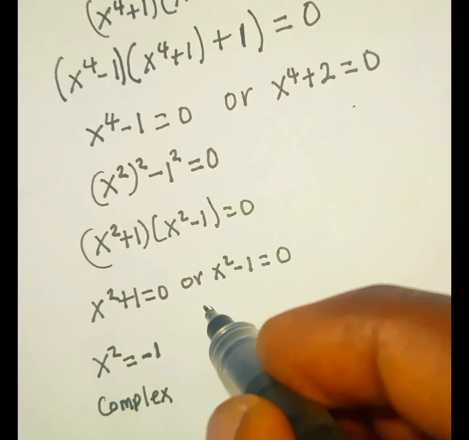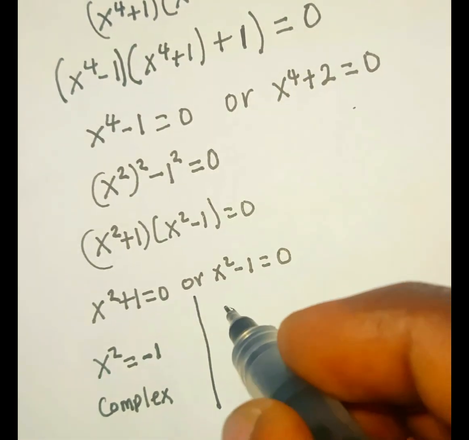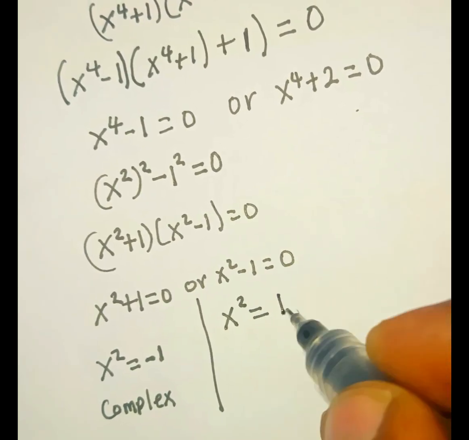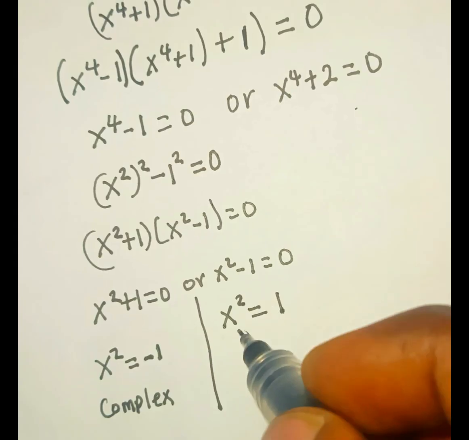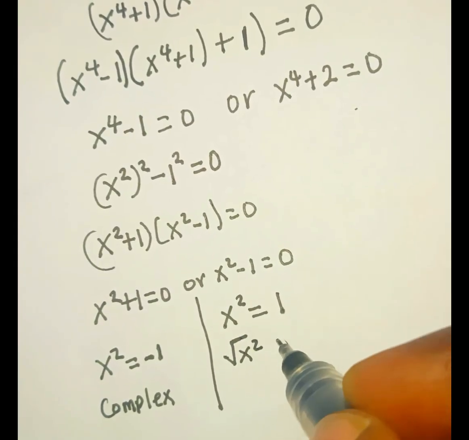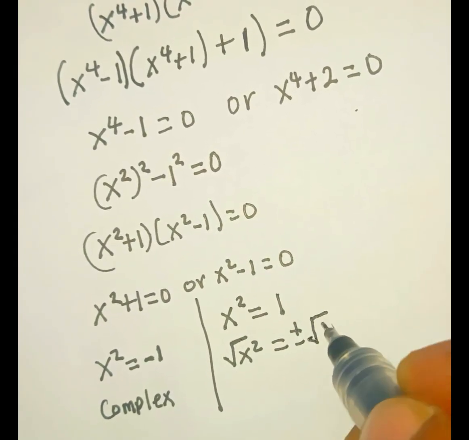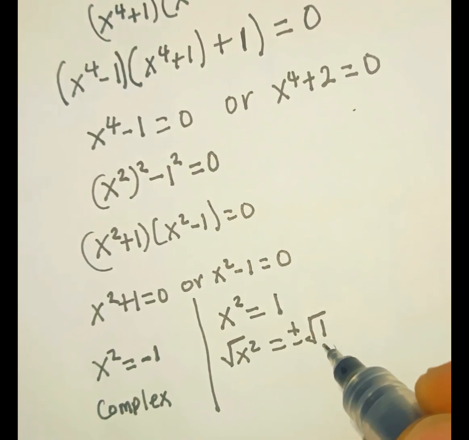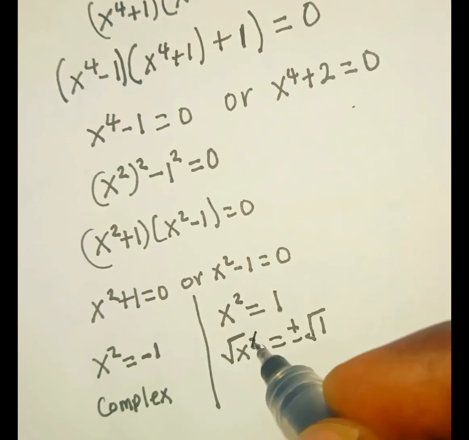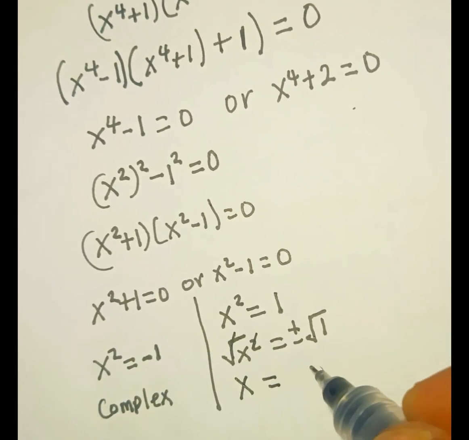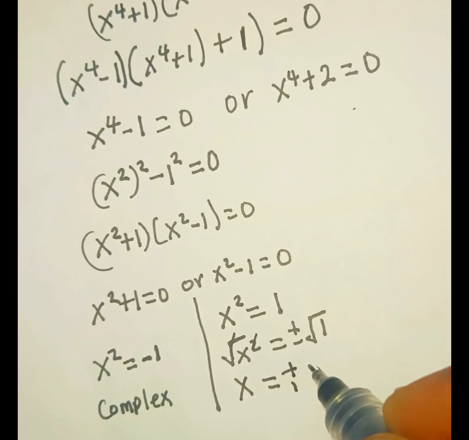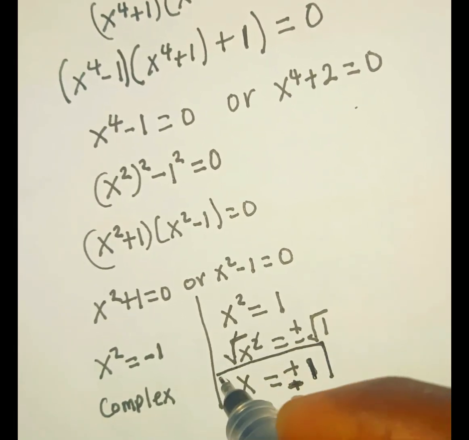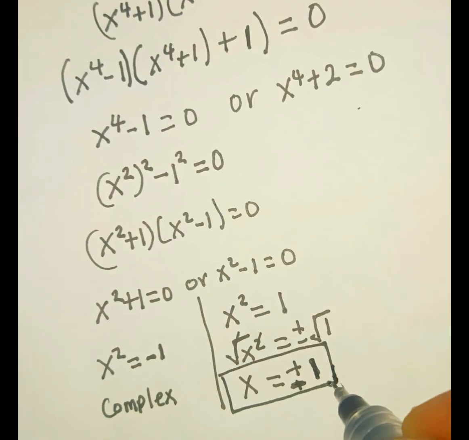Now let's check this. When we have x to the power 2 minus 1 equal to 0, this is the same as x to the power 2 equal to 1. Then when you take the square root of both sides, it's going to be what? Square root of x squared equal to plus or minus square root of 1. Remember, when you are taking the square root of the right side, it's going to be plus or minus the square root of that thing. So this square is going to cancel the square root. x now will be equal to plus or minus square root of 1, which is the same as plus or minus 1. So these two numbers are real numbers, -1 and +1.